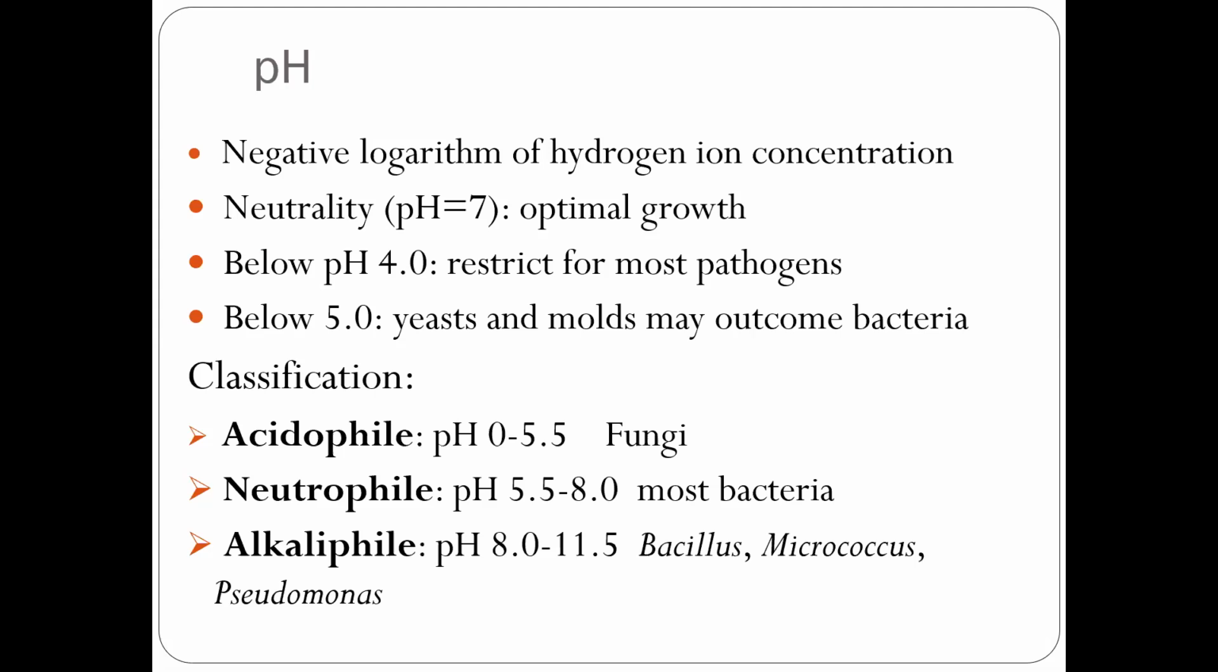Second, we call them neutrophiles. This refers to most bacteria. Their pH is between 5.5 and 8.0. The last one is for some bacteria that do like alkaline environments, which means a lower concentration of hydrogen ions. So those are alkaliphiles, with an optimal pH of 8.0 to 11.5. Examples are Bacillus, Micrococcus, and Pseudomonas.